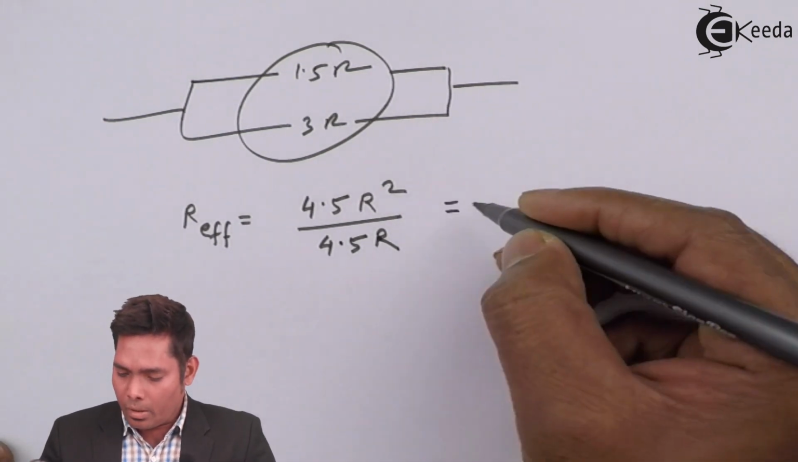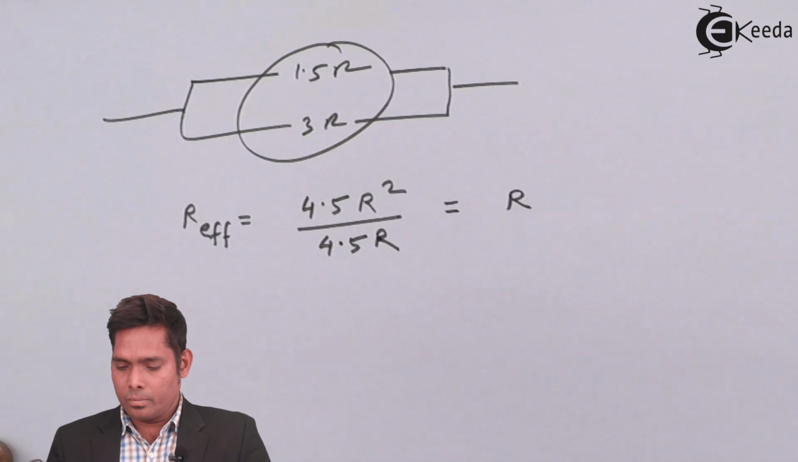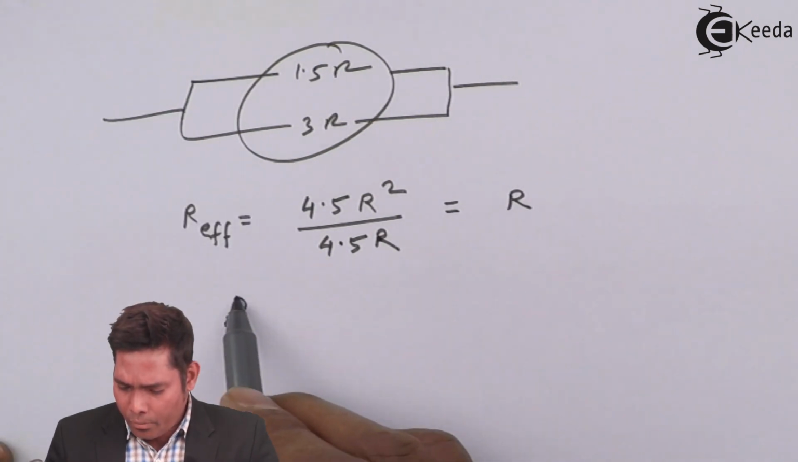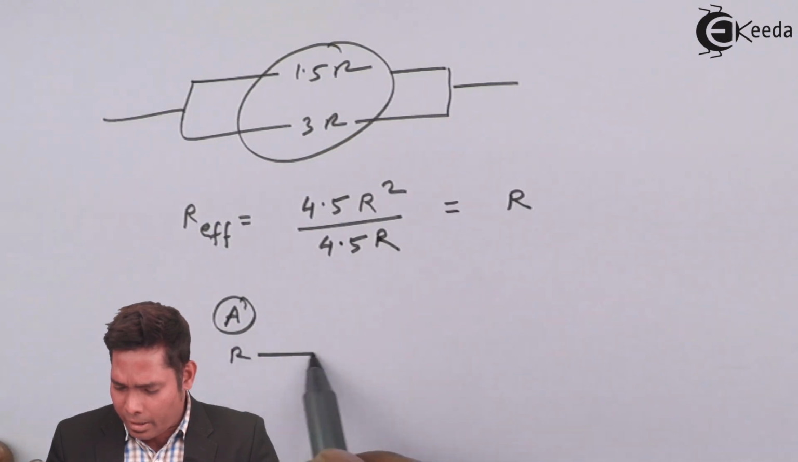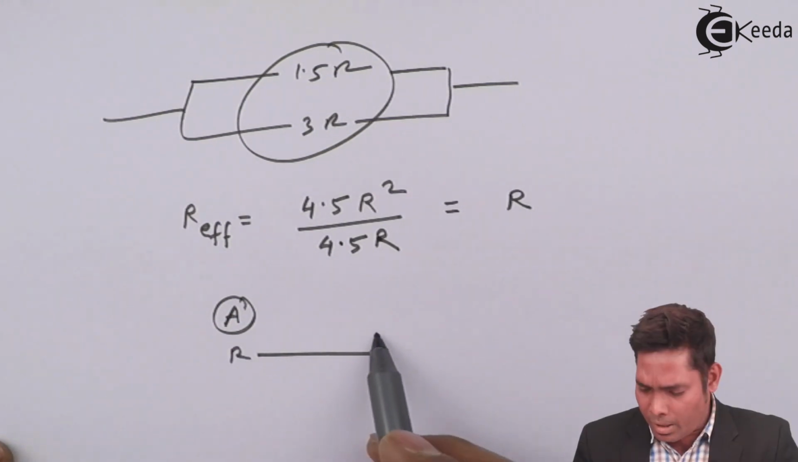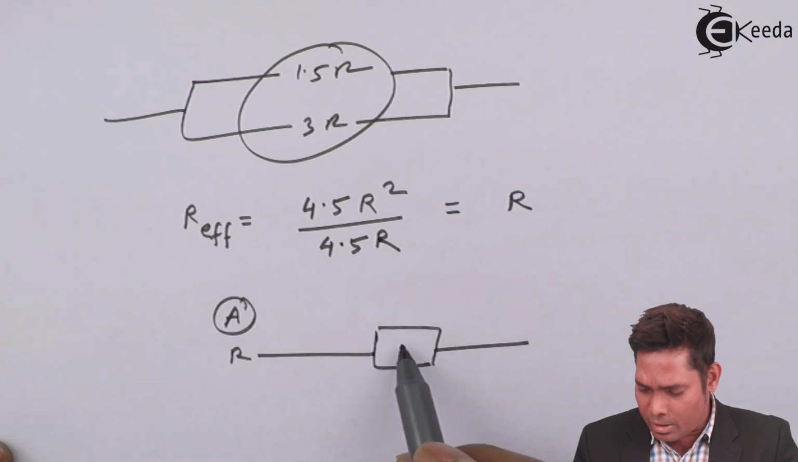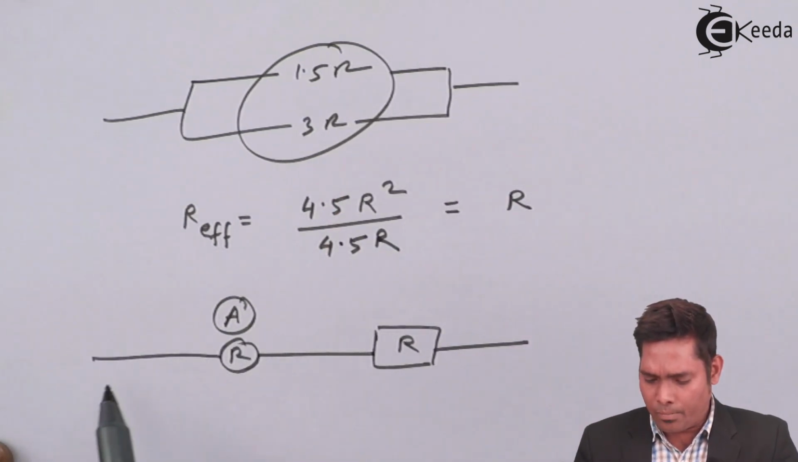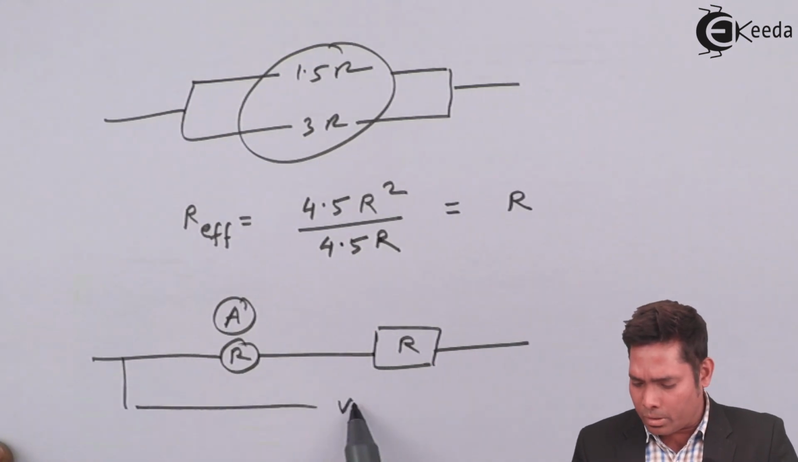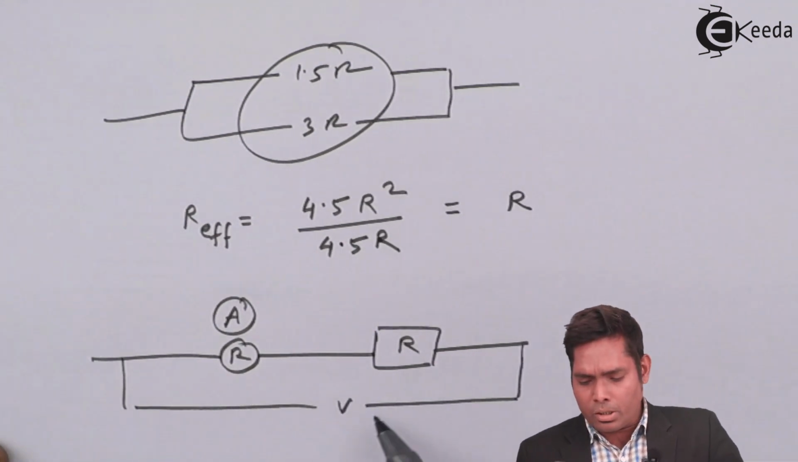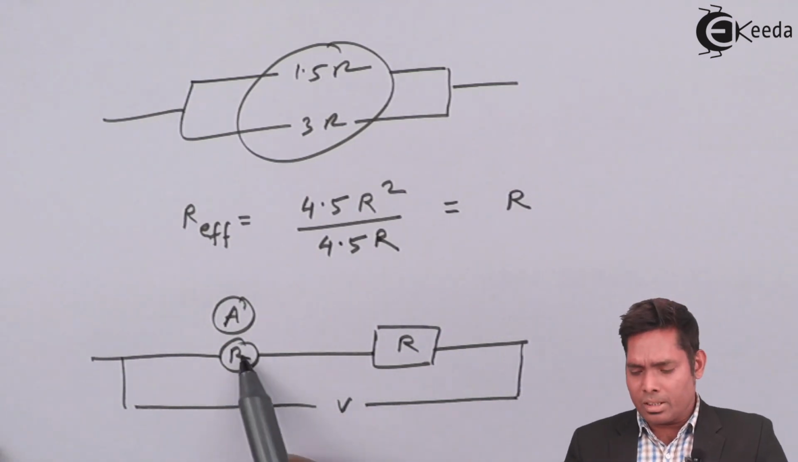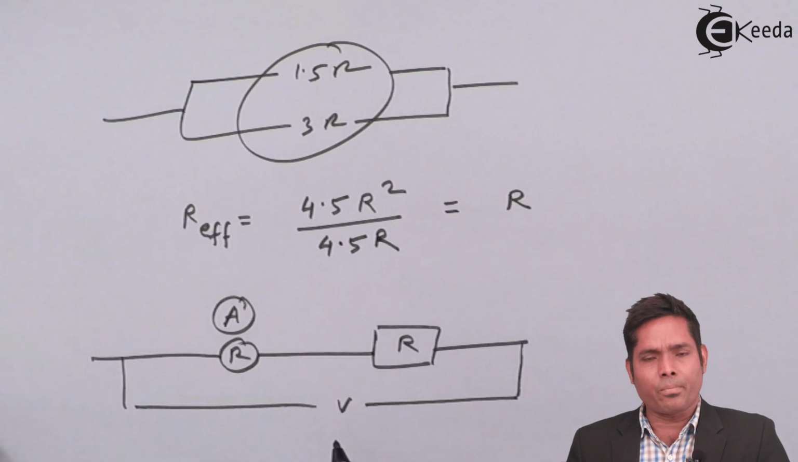This comes out to be R. Along with this we have A, whose resistance is R, and this combination will also have a resistance R. This combination is also having resistance R, and this is also having resistance R, and this is connected across a voltage V. Now how is this V divided? This will be equally divided, because the resistance is the same, so the voltage division will be the same.